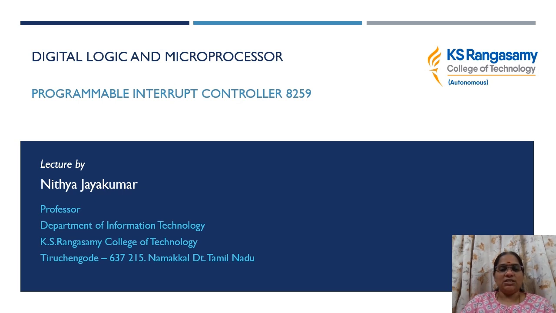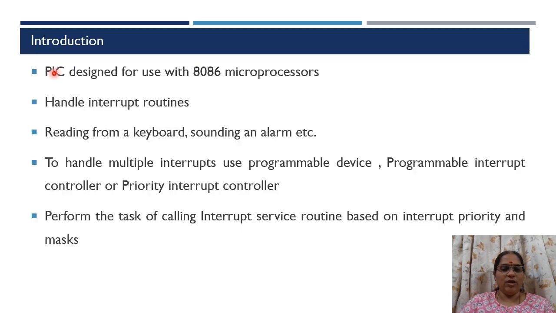So the topic for discussion is the Programmable Interrupt Controller, whose IC number is 8259. This is an interfacing IC which can be used with any processors. So we'll have a discussion of this interrupt controller being interfaced with the 8086 microprocessor, which is a 16-bit microprocessor. This programmable interrupt controller is used with the 8086 microprocessor. It is capable of handling interrupt routines.